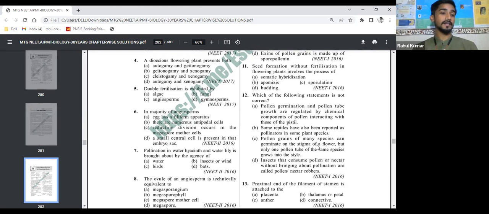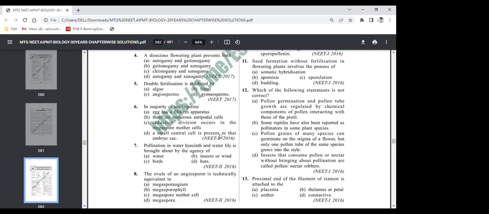See, pollen grains of many species can germinate on the stigma of a flower. No, that is not correct. That is why we have pollen pistil interaction, so that many species do not fertilize one stigma, right? So C is incorrect. The moment you get your incorrect answer, you should also read the other one. Insects that consume pollen or nectar without bringing about pollination are called robbers. Yes, they are called pollen or nectar robbers because they are not providing any benefit to the flower. They're just robbing from the flower. So C is the right answer. Understood? Everyone, just say yes or no. Yes, sir. Okay, perfect.